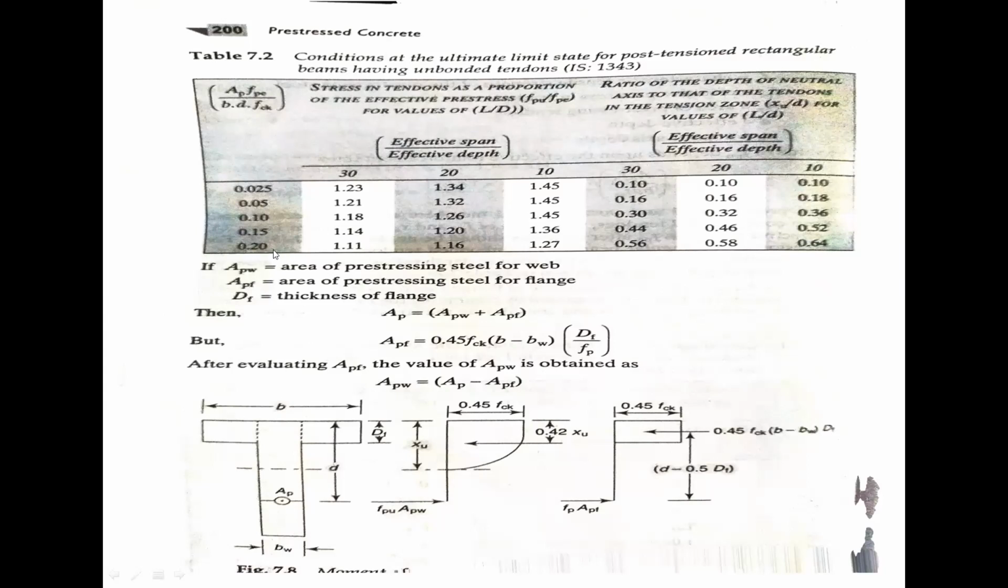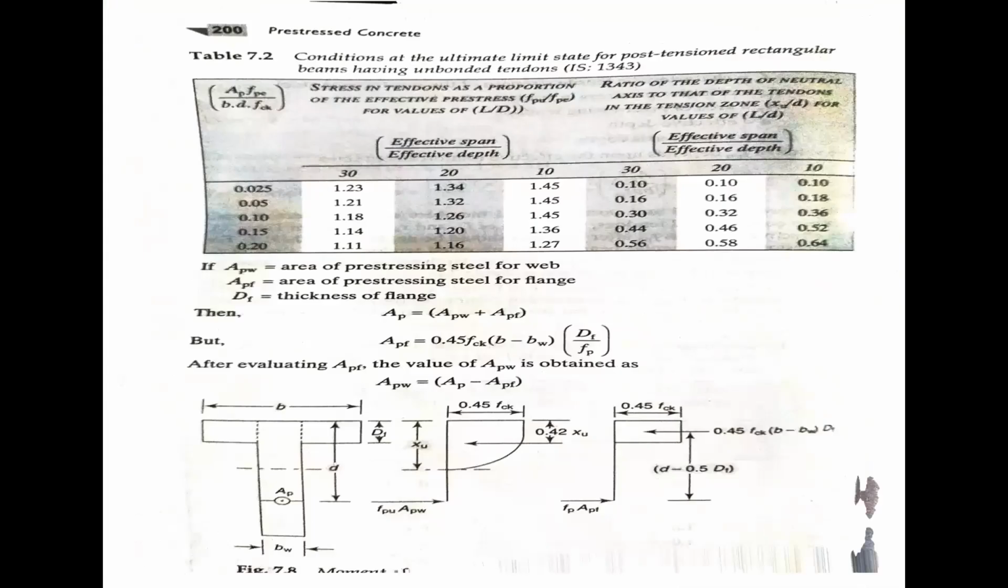Got the value 0.129. Rationalizing between 0.10 and 0.15, you have to do interpolation. The span by depth ratio, I got 15, and I have to take interpolation of these two values to get the values for this problem: 1.31 and 0.41.